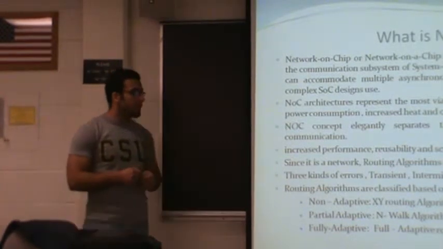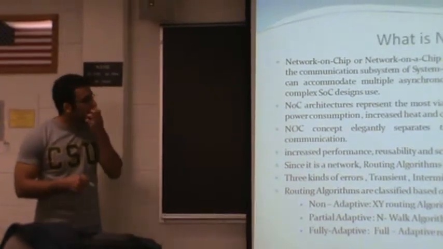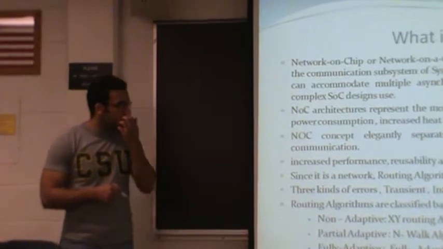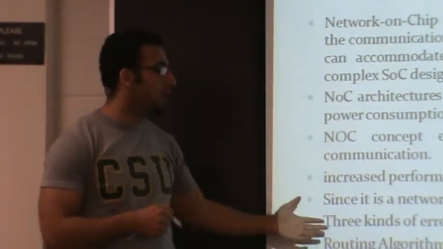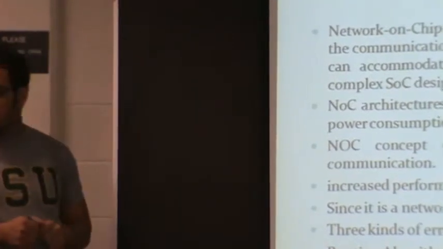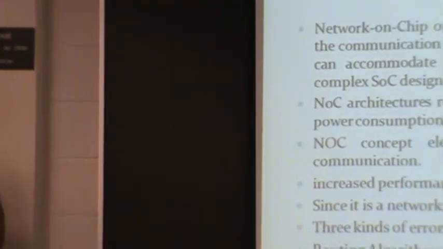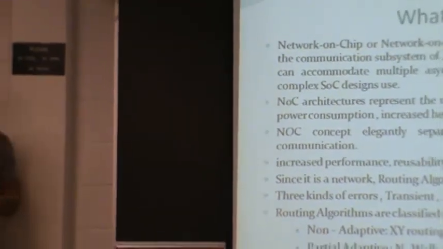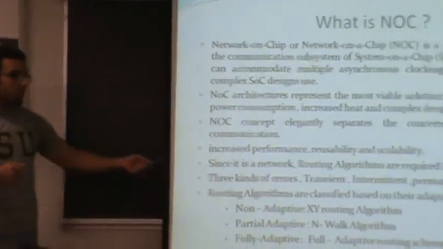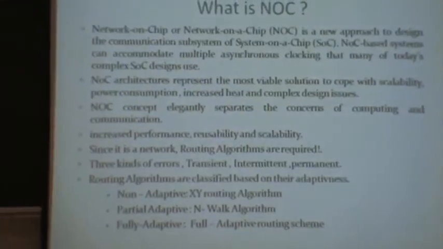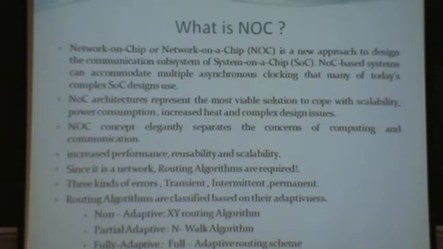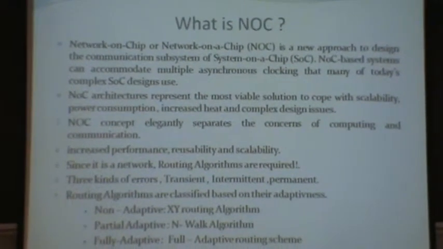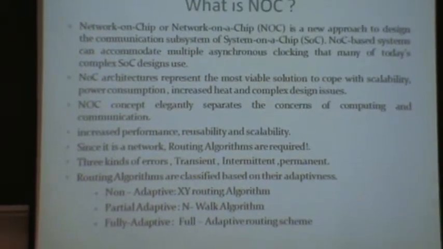Any existing routing algorithms that we have these days can be classified based on many criteria. But for my work, I've taken the route of classifying them based on their adaptiveness. To that extent, we have three types of algorithms. They're the non-adaptive, an example of which is the XY algorithm; partial adaptive, like the n-random walk algorithm; and then fully adaptive, which is the fully adaptive routing scheme with routing tables.